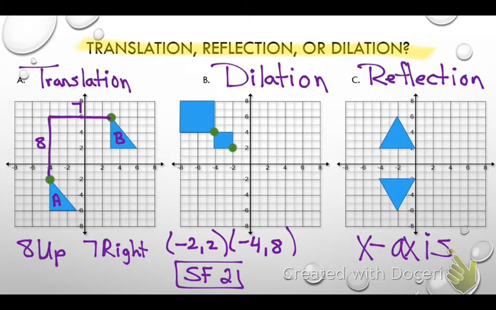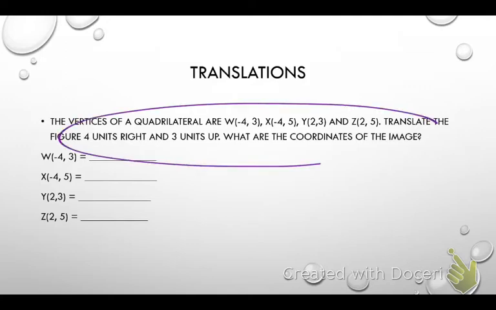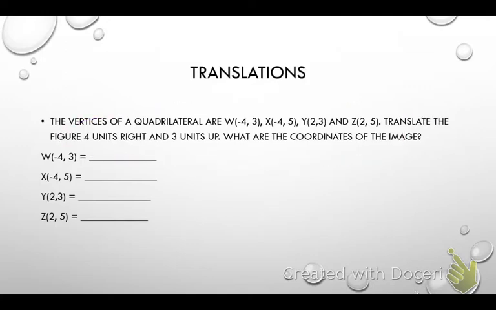Okay, so now you have 2 questions about translations. Please do not write all of the words here. It's just going to take up too much time and we don't have it. Here's what you need to write. Translate the figure 4 units right and 3 units up and write down the ordered pairs. 4 units right and 3 units up.